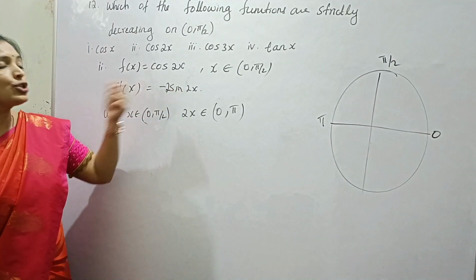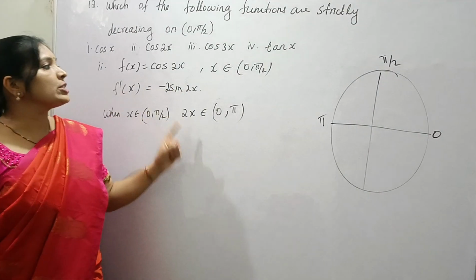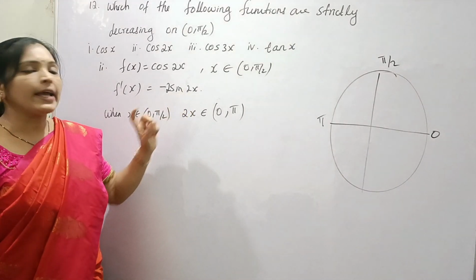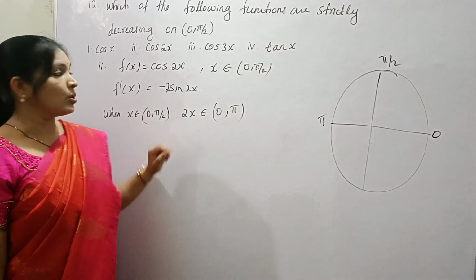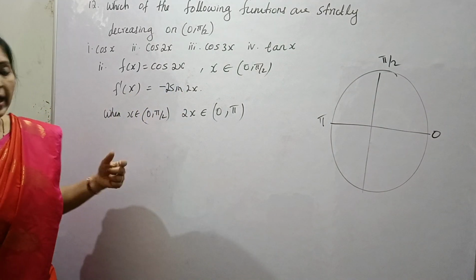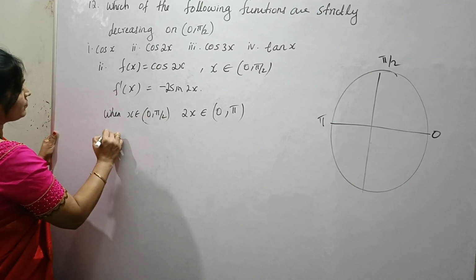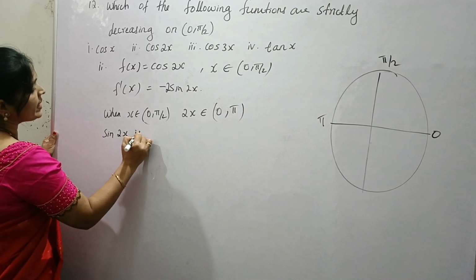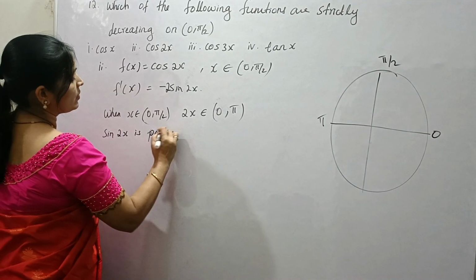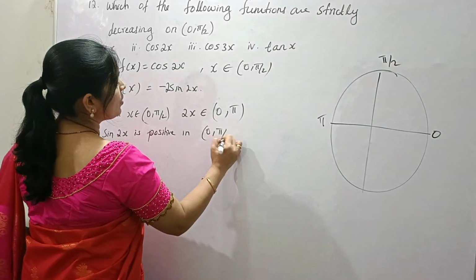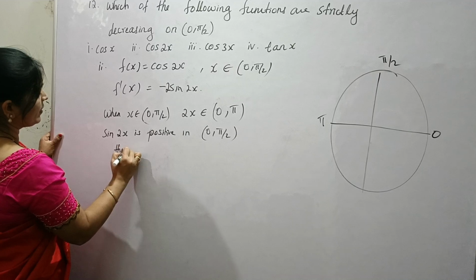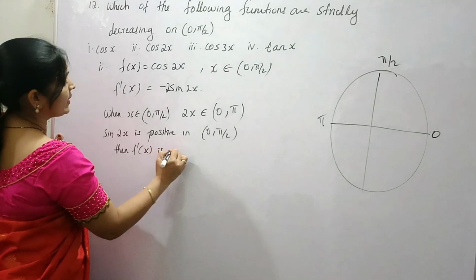So here we can say sin x is positive in the interval 0 to pi. Therefore, sin 2x is positive in the interval 0 to pi by 2. So, since it is positive, minus 2 into sin 2x is negative, right? Sin 2x is positive in 0 to pi by 2. Therefore, f dash of x is negative.